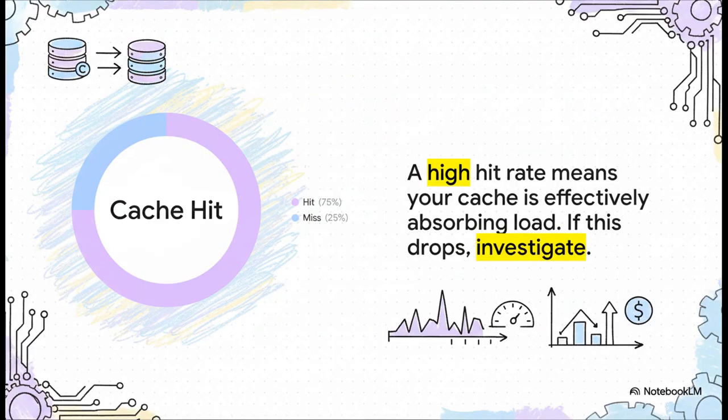Your cache hit rate is a perfect metric for a dashboard. A high rate, like the 75% we see here, is great. It confirms your cache is doing its job and absorbing load. But if you see this number start to drop, that's a clear signal to investigate. It could mean your user traffic patterns have changed, or maybe your cache invalidation rules are just too aggressive.